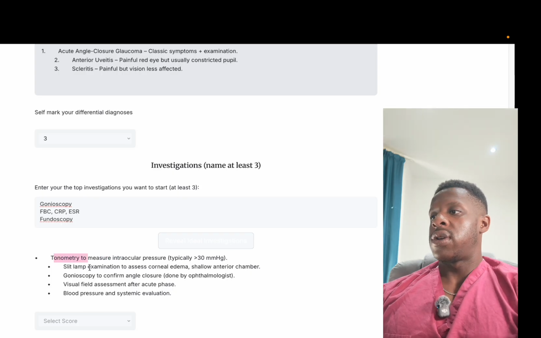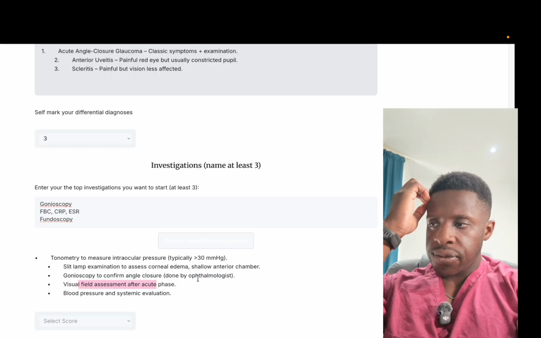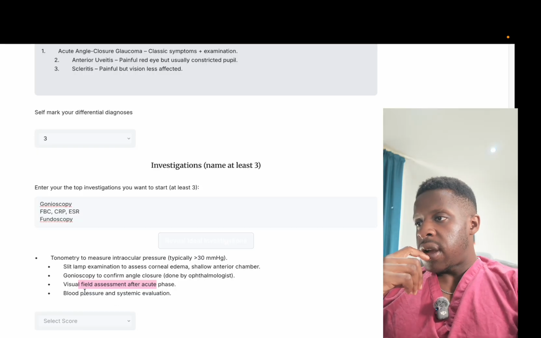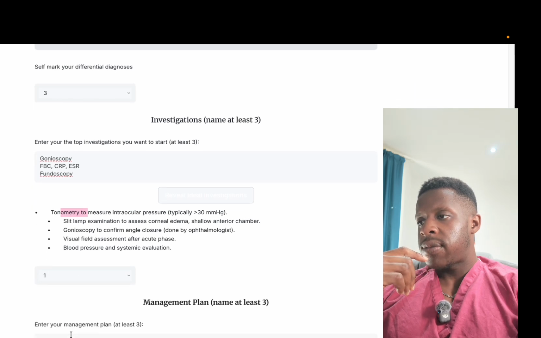Oh, it's called tonometry. Gonioscopy to confirm angle closure, done by an ophthalmologist. Visual field assessment, of course. How did I forget that one? Blood pressure and systemic evaluation. So let's say 1 was really the best.